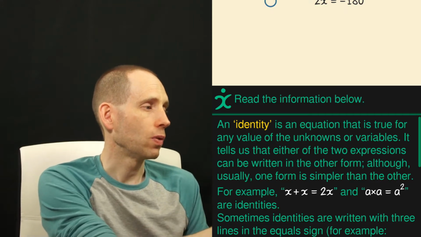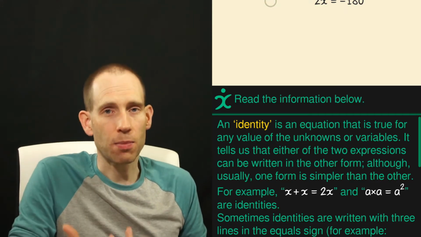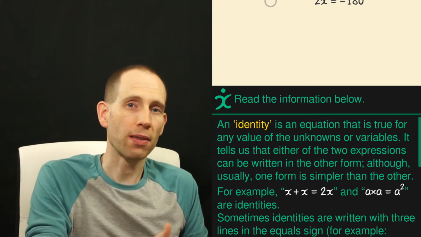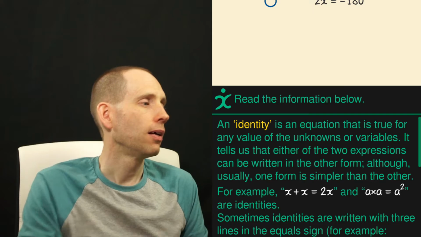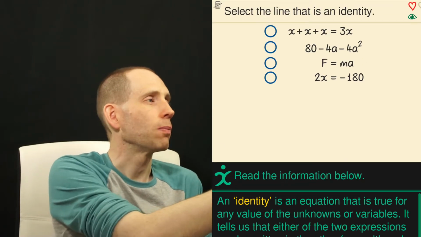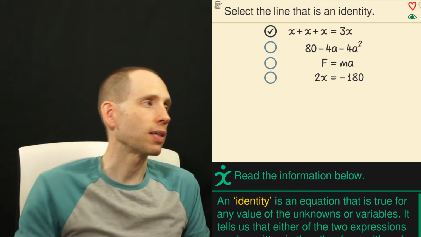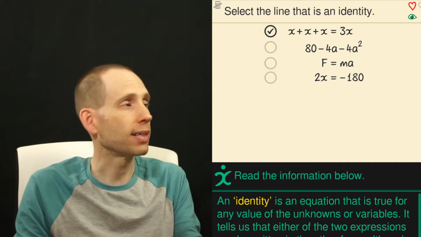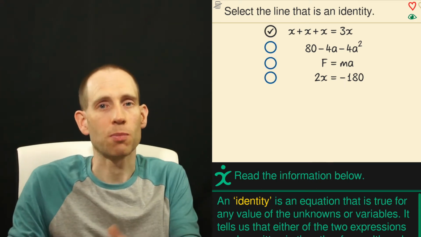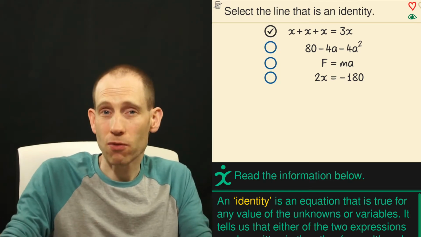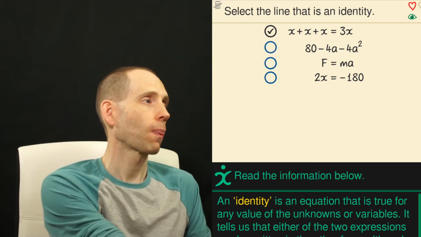So in this example, x plus x, if you add the same thing to itself, you're going to get 2 of that thing. So x plus x is always equal to 2 times x. And so we're looking for a similar example up here. So x plus x plus x. If you add 3 of the same thing together, you're going to get 3 lots of that thing. So 3x is the same as x plus x plus x. That's 2 different ways of writing the same expression.